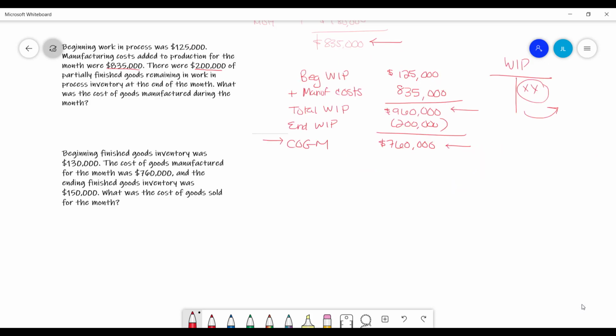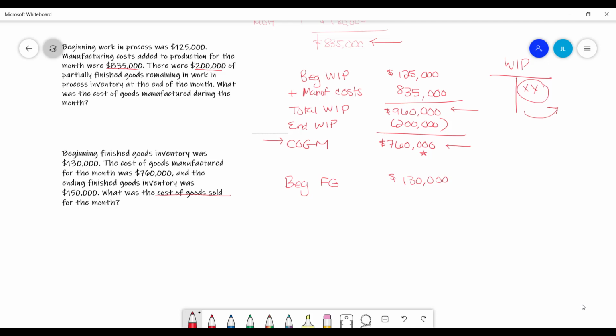All right, and lastly, here we're talking about finished goods. So building off of what we just did. Beginning finished goods inventory was $130,000. Okay, so we start there. Beginning finished goods. And then it says the cost of goods manufactured for the month was $760,000, which we just found, right? And the ending finished goods inventory was $150,000. What was the cost of goods sold for the month?